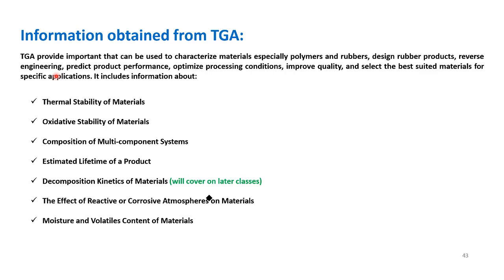Then the information which we get from the TGA is thermal stability of materials, oxidative stability of materials, composition of multi-component systems, estimated lifetime of a product, decomposition or kinetics of materials, effect of reactive or corrosive atmosphere on materials, and moisture and volatile content in the material.